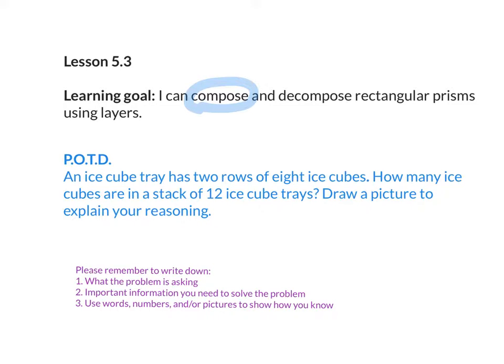And when you decompose something, you destroy or break it apart. Yeah. At Science Camp, you know how you guys talked about decomposers? Because those decomposers are organisms that take things apart. So if you're composing, you're putting together. And if you decompose rectangular prisms, what are you doing to them? Taking them apart. Very good.